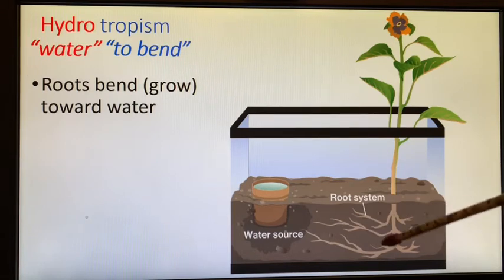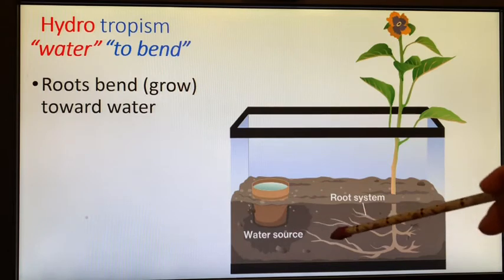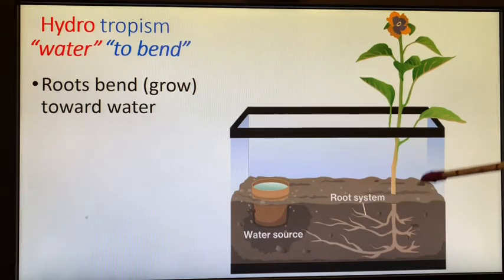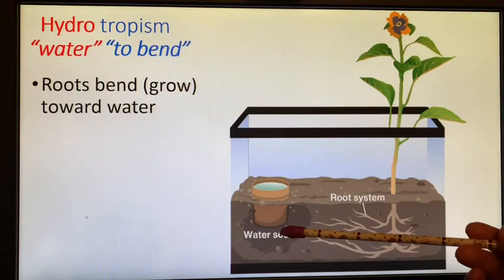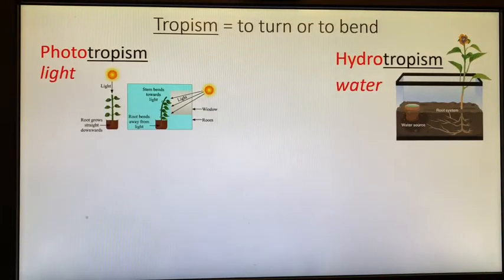And if we watch the roots growing, we will see that the roots grow towards that water. Once they find that water, they're going to keep growing towards it and growing towards it. That direction of the roots growing toward it, it's the plant responding to the water in its environment. Hydrotropism. Okay, so there's hydrotropism.